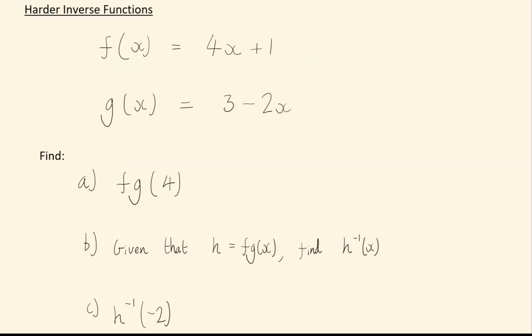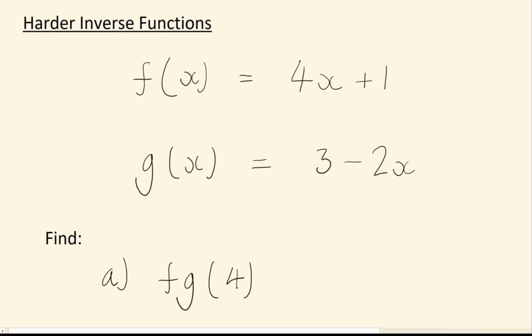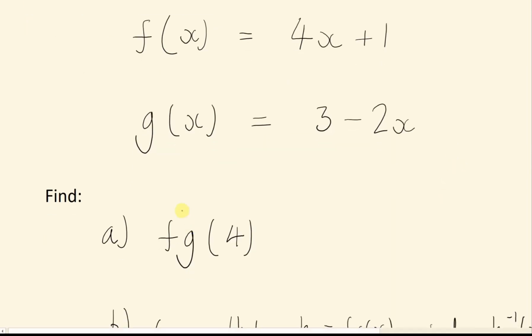Just going to finish by going through like a more exam style question. So here we've got 2 functions, f and g. Part A is this we call back from the first video on this, work out fg of 4. So we work out g of 4 first. That's going to be 3 take away 2 lots of 4. That's 3 take away 8, which is minus 5. We now need to work out f of minus 5. That will be 4 times minus 5 plus 1. 4 times minus 5 is minus 20. Add on the 1 gives us minus 19.